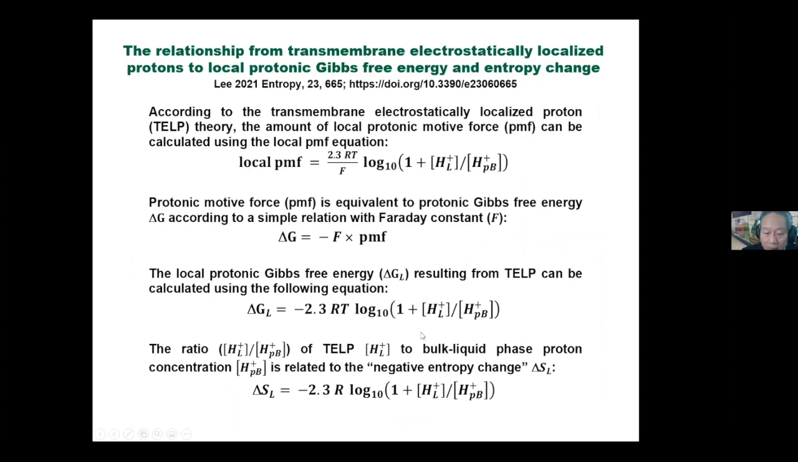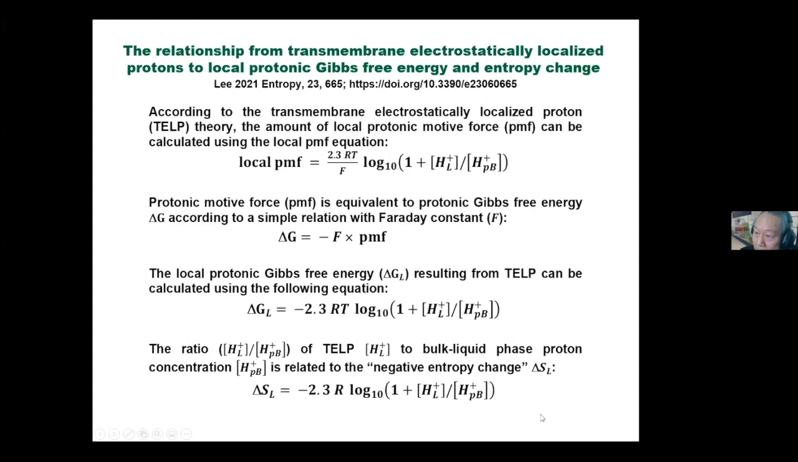Where did it come from? Now we can also define the entropy change, which is shown here for this localized proton by this equation. You see, you divide by T here, and you get that, okay? And that's actually the ratio of the local proton concentration over the concentration in the bulk liquid, okay? Basically, the transmembrane electrostatic local protons versus the bulk phase protons is related to what is called a negative entropy change. It is now mathematically defined.